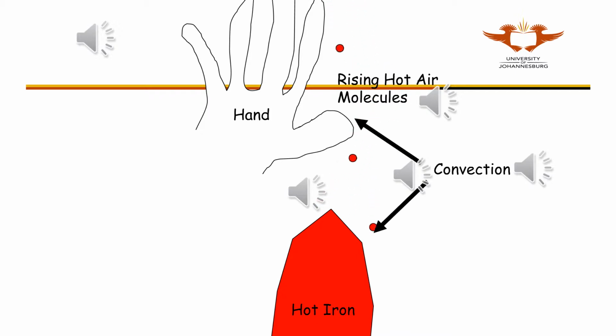Convection heat transfer takes place between the iron surface and the air molecules as they move by, as the air is heated up. Convection heat transfer also takes place between the air flowing past your hand and your hand surface, as your hand is being heated up. So convection happens at both positions.